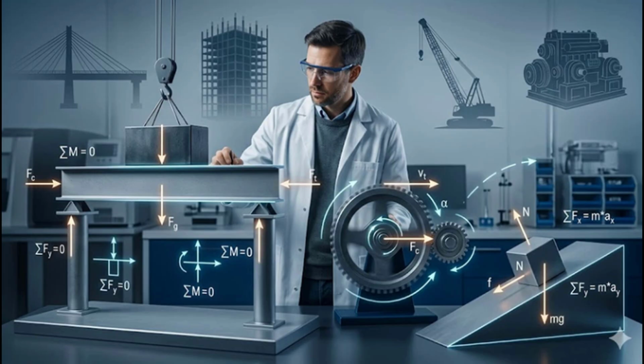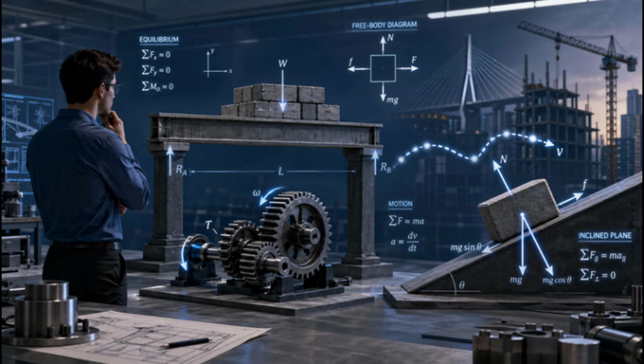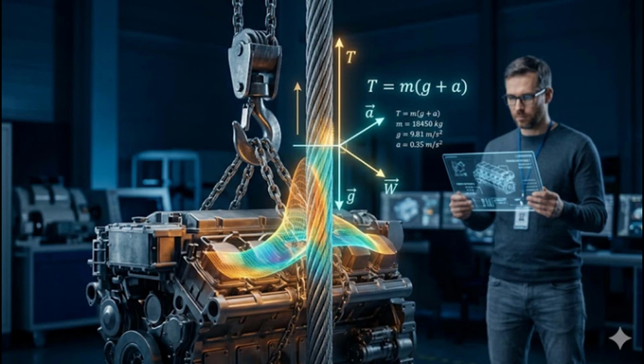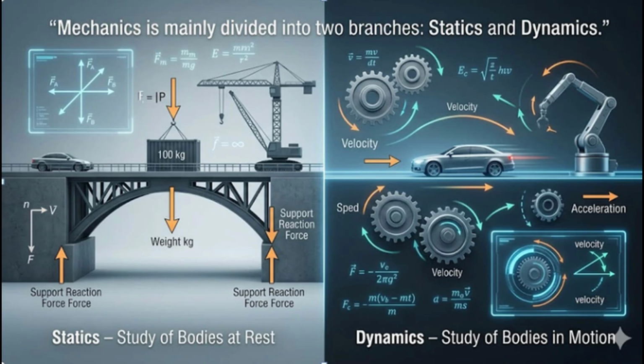Mechanics is the branch of science that studies the conditions of rest or motion of bodies when forces act on them. Engineering mechanics is simply the application of these scientific principles to solve real engineering problems. For example, when engineers calculate the tension in a cable lifting a heavy load, they are applying engineering mechanics. This mechanics is mainly divided into two branches, statics and dynamics.